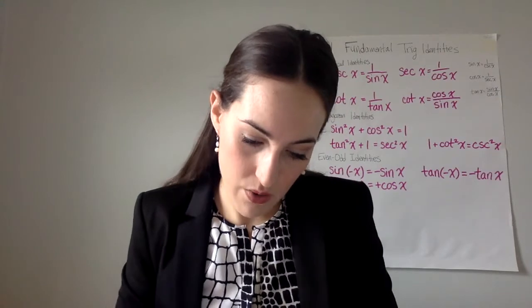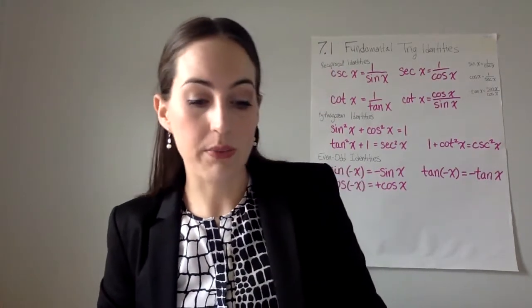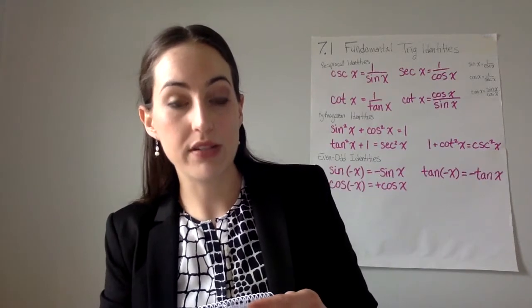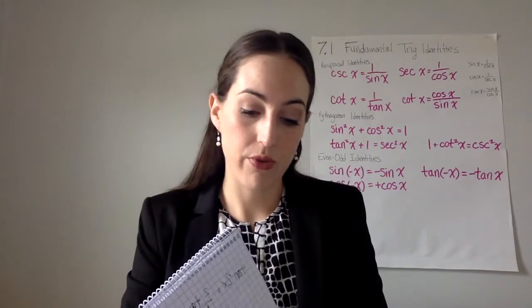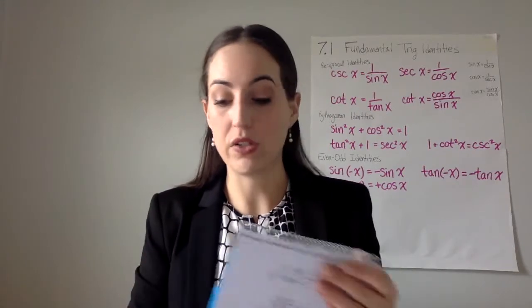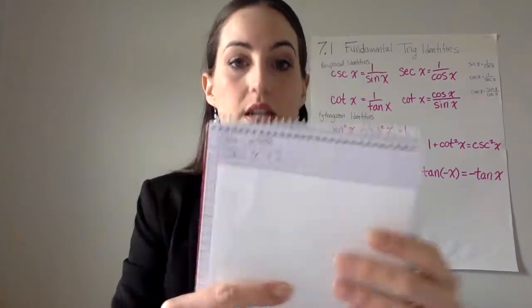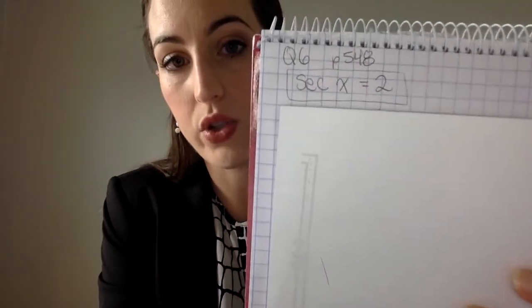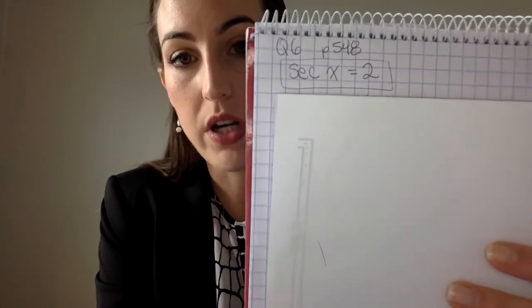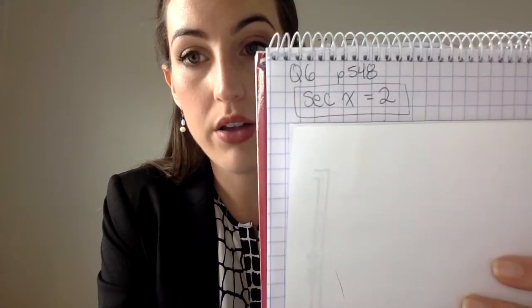Okay, so I'm going to come back to that one. Let's do, this is going to be homework question number 6, and I'm doing it on page 548. So page 548, homework question number 6, I'm going to do for you. So secant, it's given, secant x equals 2. So we know secant x equals 2, and we're asked to find all 3 identities.